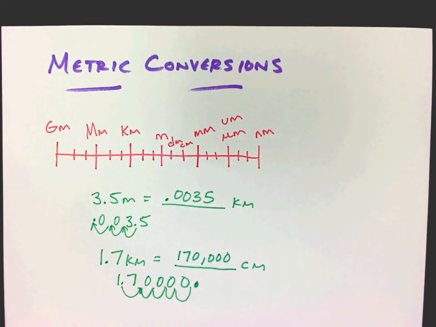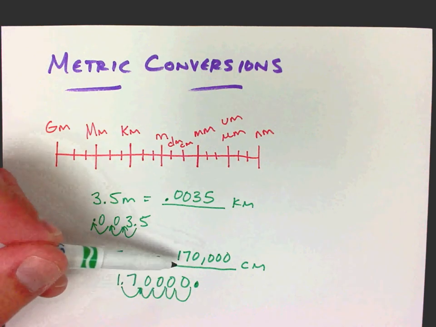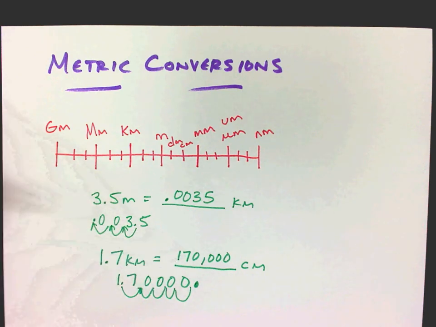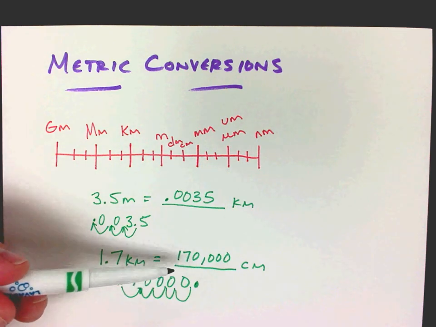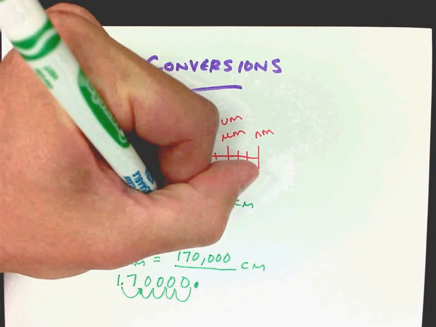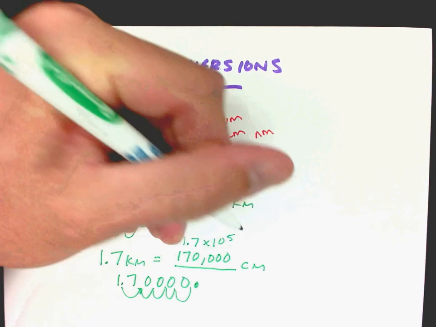So there you go. Be careful with this. Any of these that have more than 3 zeros, we're still going to use the rule that we established for scientific notation. So since this has more than 3 zeros, this final answer needs to be put into scientific notation. So I'm just going to write it above here, 1.7 times 10 to the 5th centimeters.